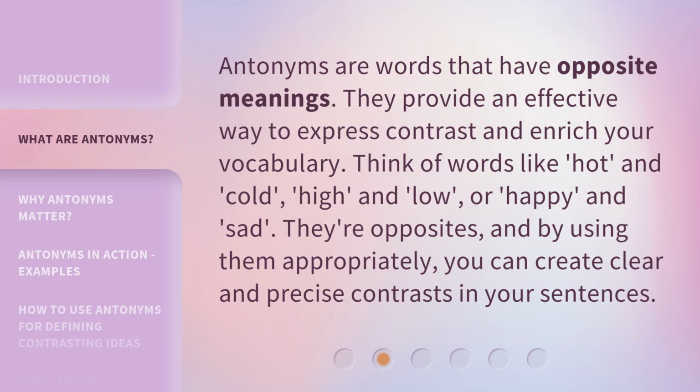Antonyms are words that have opposite meanings. They provide an effective way to express contrast and enrich your vocabulary. Think of words like hot and cold, high and low, or happy and sad. They're opposites, and by using them appropriately, you can create clear and precise contrasts in your sentences.